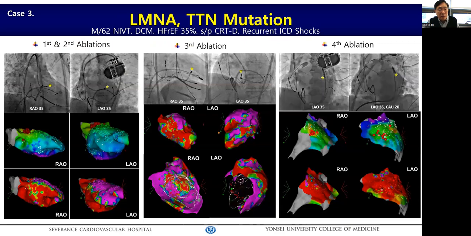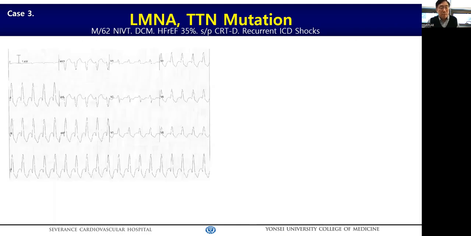VT targets at the first and second procedure were at the LV summit area, but we also ablated the scar border zone at the mid-posterior septum. Final ablation was done at the mid-anterolateral wall epicardial side. Although the frequency of ICD shock decreased remarkably, he still has occasional ICD therapies, so we included him in the transplantation list. This patient showed so many different VT morphologies.